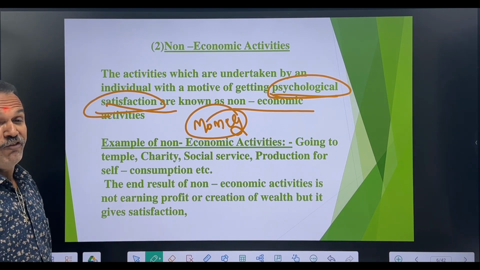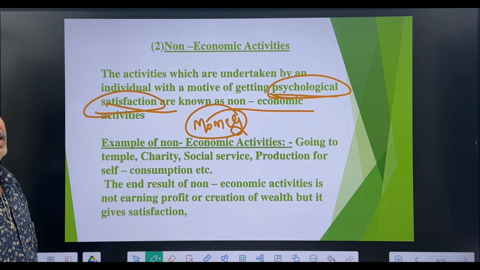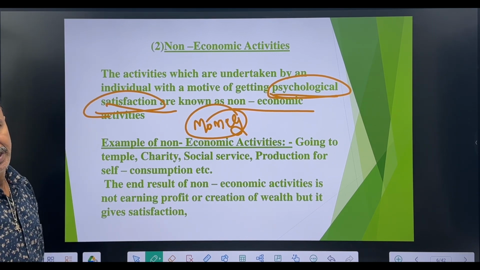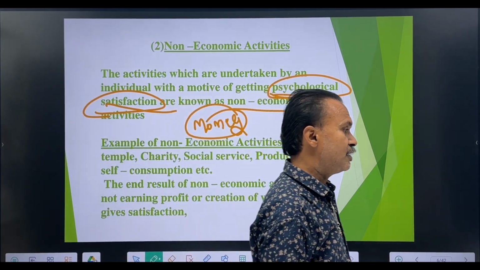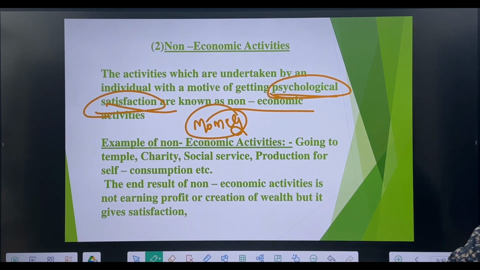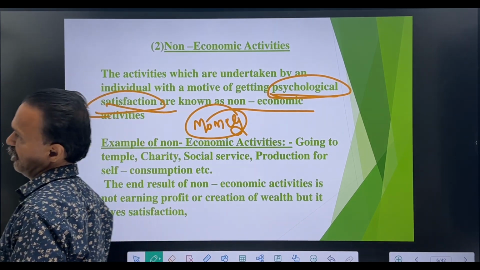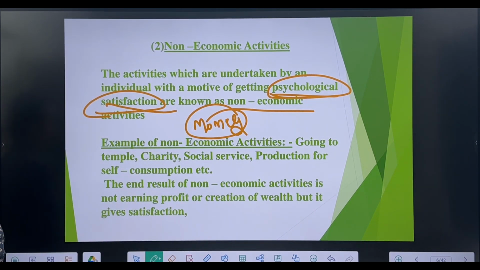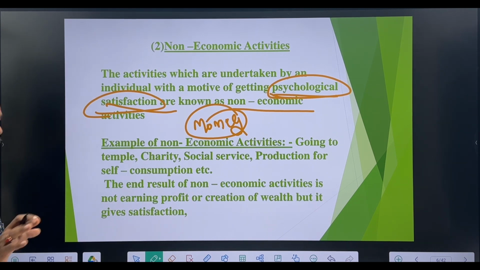For example, when a farmer cultivates crops for his family members, it is called non-economic activity. When the farmer cultivates crops for others, it is called economic activity. A teacher teaching in school for the purpose of earning money is an economic activity. When a teacher teaches his son in his house, it is non-economic activity, because money income is not expected from this activity.